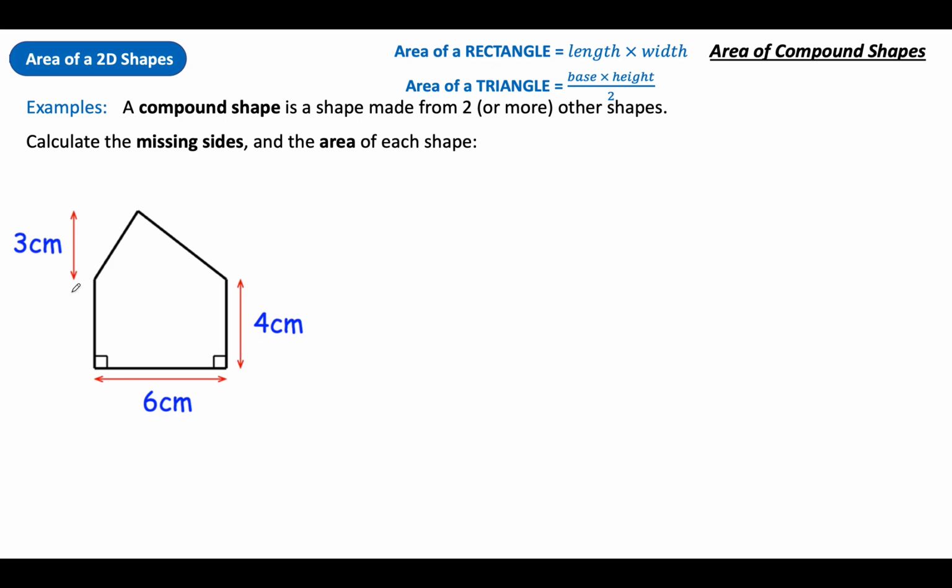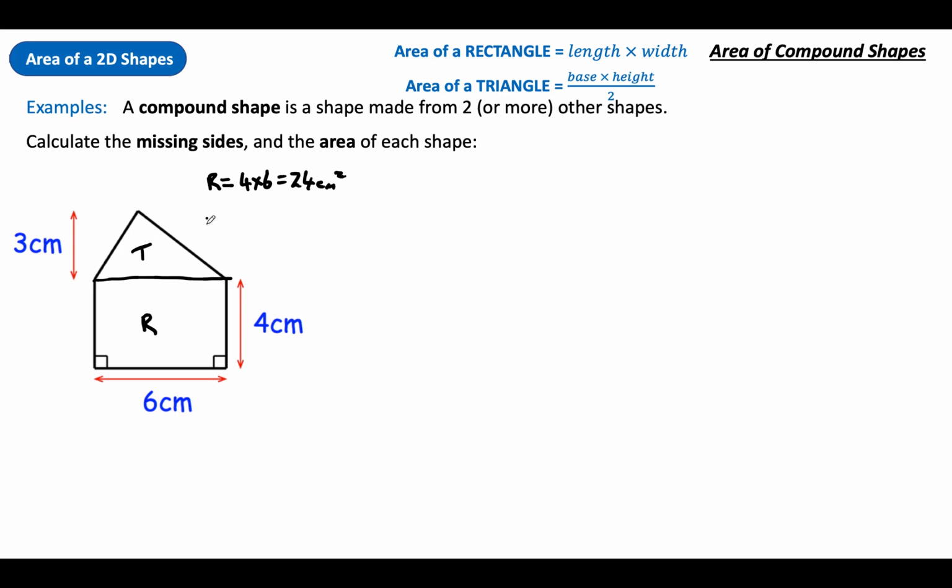Okay, what about if it's not rectangles though? We can do this with other shapes as well. Now you can see on here that we've got a rectangle at the bottom, and I've got a triangle at the top, and I've got the height of my triangle, which is 3. Let's call that T for triangle. Let's call this R for rectangle. The area of my rectangle will be 4 times 6, which is 24 centimeters squared.